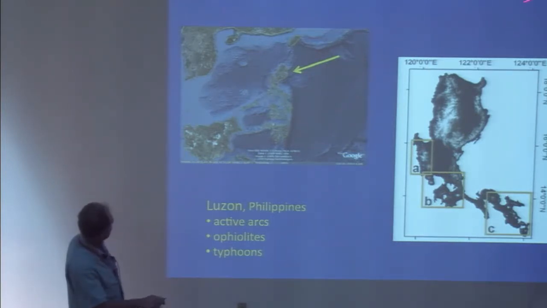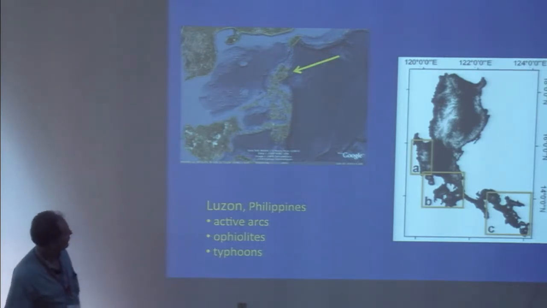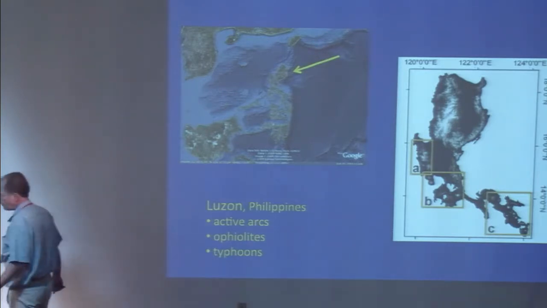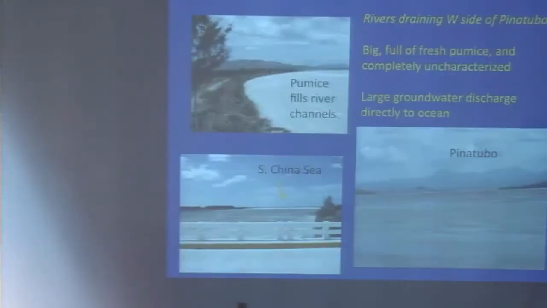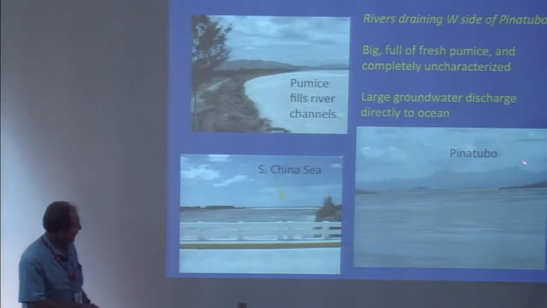That's the plate convergence. This is a place where the water cycle is dominated by typhoons, and so we sampled a bunch of areas where we were in pretty much only volcanic catchments. And of course, that's Pinatubo. Probably used to look like that, right?